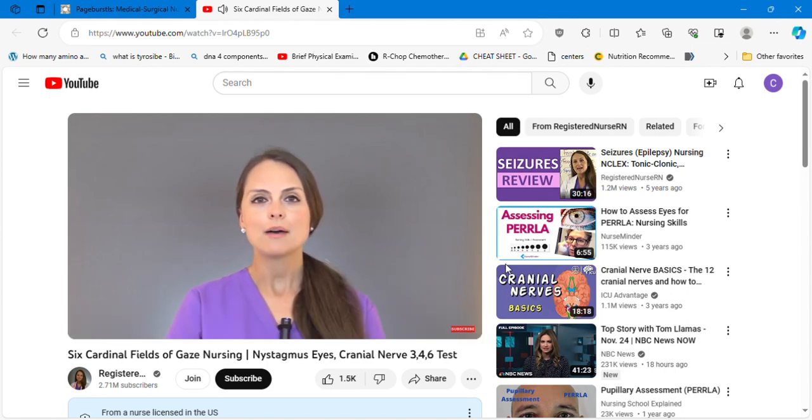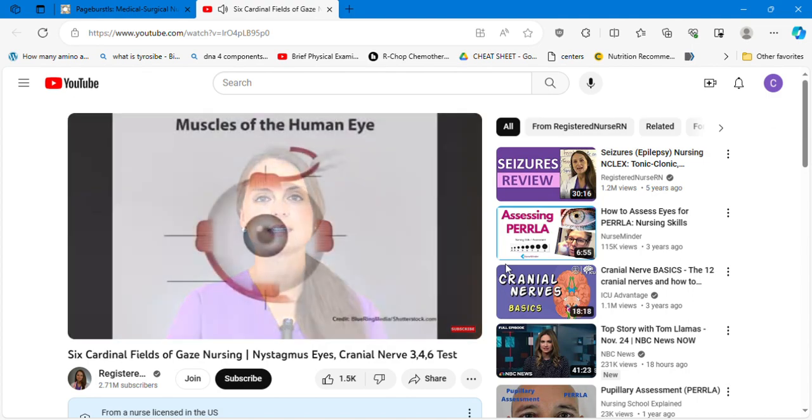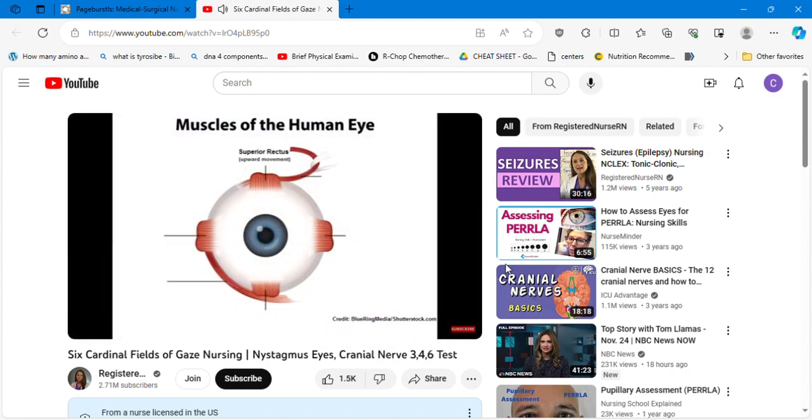So what eye muscles are we assessing? We're assessing the superior rectus muscle, which helps us with upward movement of the eye, the superior oblique, which helps with downward and outward movement of the eye, lateral rectus, which helps with outward movement, medial rectus, which helps with inward movement, inferior oblique, which helps with upward and outward movement, and lastly, the inferior rectus, which helps with downward movement.